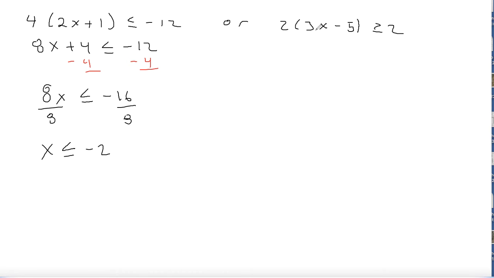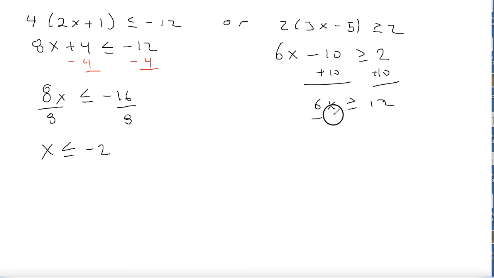Cool. And then we'll do the same thing over here, so I'll distribute my 2 and get 6x minus 10 greater than or equal to 2. We'll add the 10 over, so same steps. So 6x is greater than or equal to 12. And then divide out the 6, and x is greater than or equal to 2. Okay, so these ones have equals.